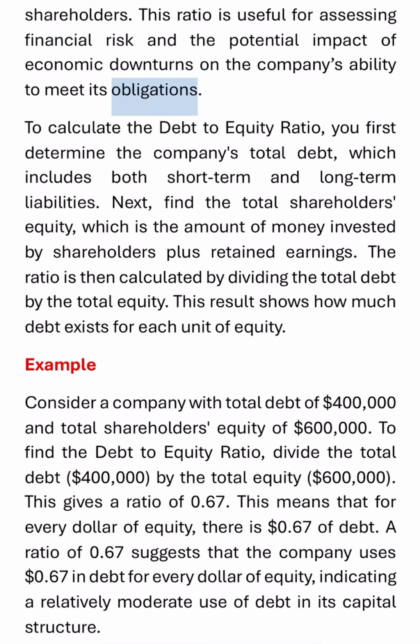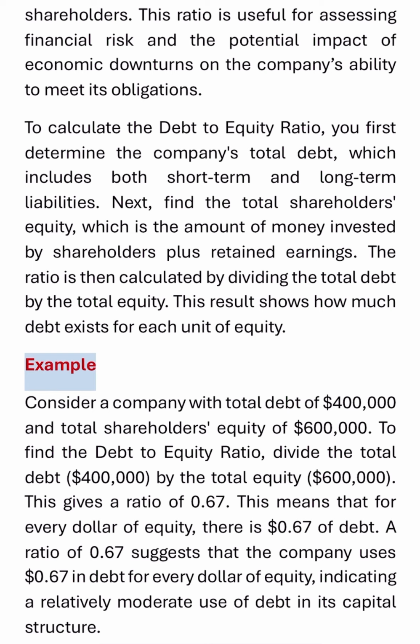This ratio is useful for assessing financial risk and the potential impact of economic downturns on the company's ability to meet its obligations. To calculate the debt-to-equity ratio, you first determine the company's total debt, which includes both short-term and long-term liabilities. Next, find the total shareholders' equity, which is the amount of money invested by shareholders plus retained earnings. The ratio is then calculated by dividing the total debt by the total equity. This result shows how much debt exists for each unit of equity.